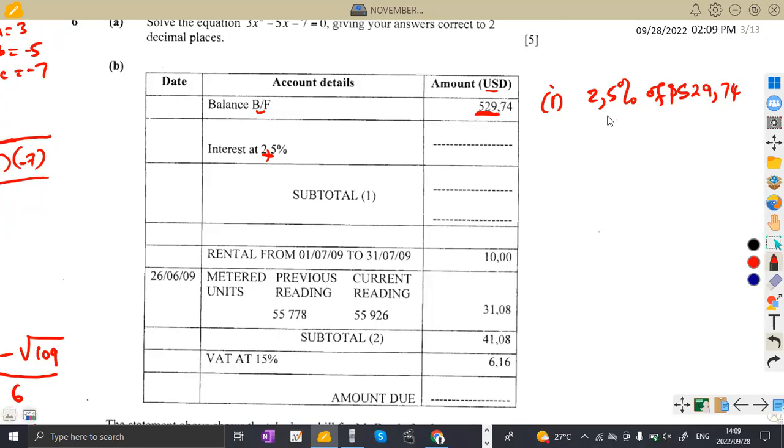So what does it mean? Remember, to remove percentage, you just divide by 100. So it's 2,5 over 100 times $529.74.